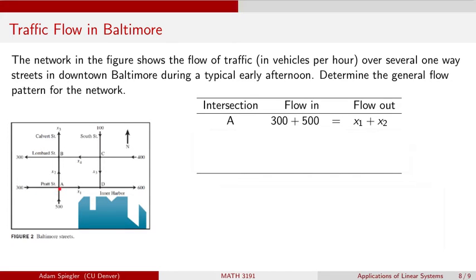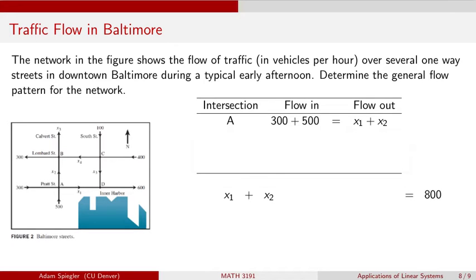And what I can see at this intersection is there's a flow rate of 300 cars or vehicles per hour that's going into intersection A. So that's the 300 over here. And from Calvert Street, we have 500 vehicles per hour going into this intersection. So altogether, we have 300 plus 500 going into intersection A. And the outflow is given by x2 and x1. So altogether, if we have 500 vehicles going into this intersection per hour, then x1 plus x2 should equal 500 cars that are flowing out of that intersection each hour.